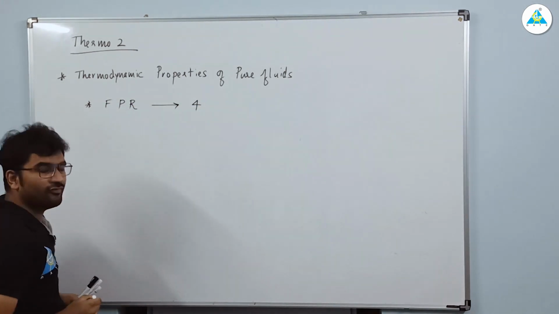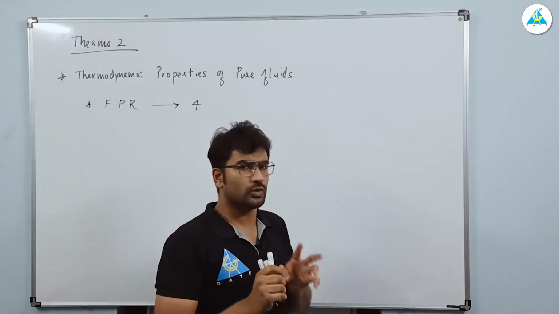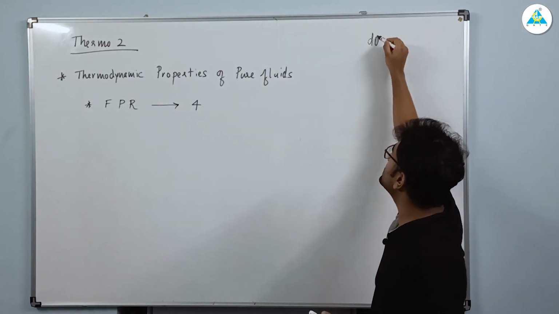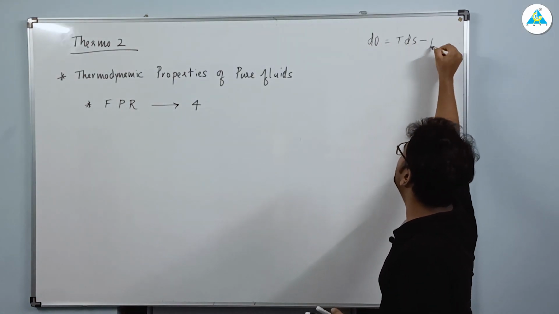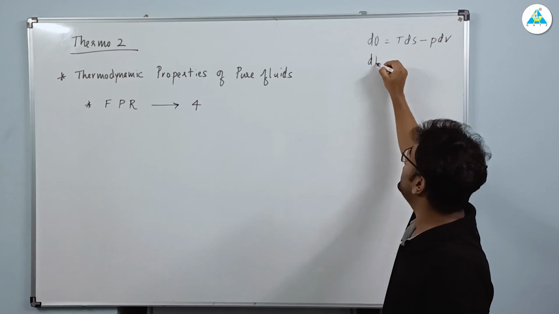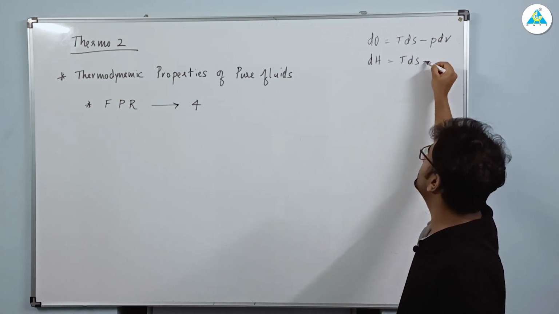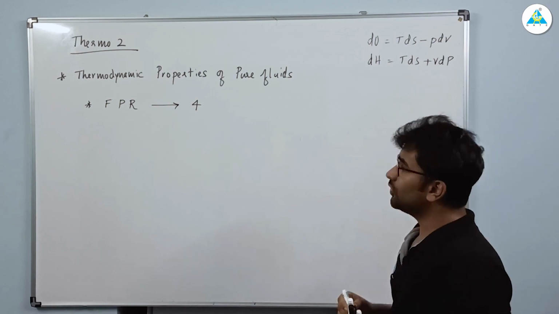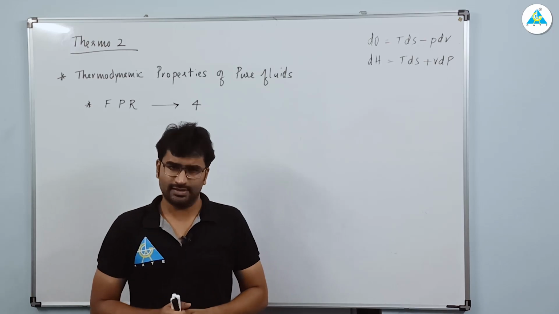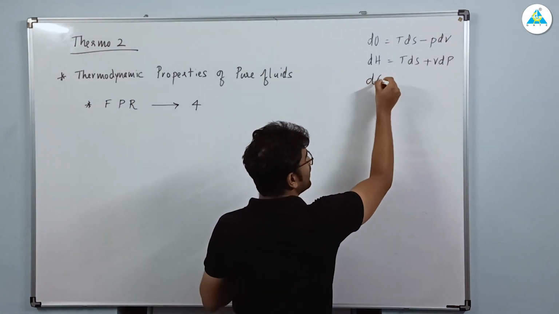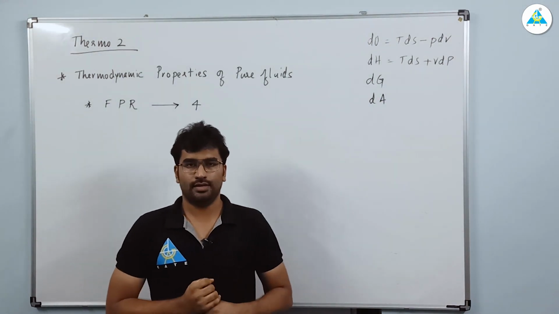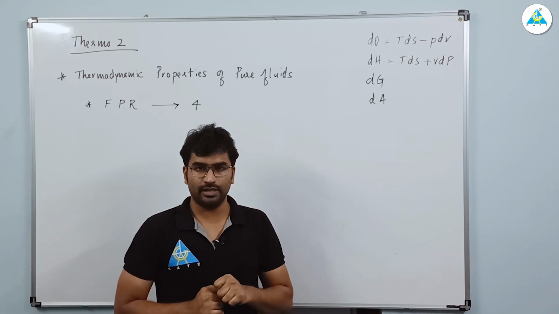You are going to have 4 fundamental property relations. Of these, 2 we have already discussed. What are the 2 we have discussed? If you remember, dU is equal to TdS minus PdV. This is one we have discussed. Same way, dH is equal to TdS plus VdP. So we have 4 fundamental property relations, out of which 2 are already discussed. Now we need 2 more, based on Gibbs free energy and based on Helmholtz free energy. So we have 4 equations, the fundamental property relations.